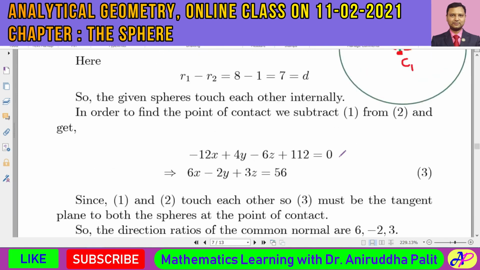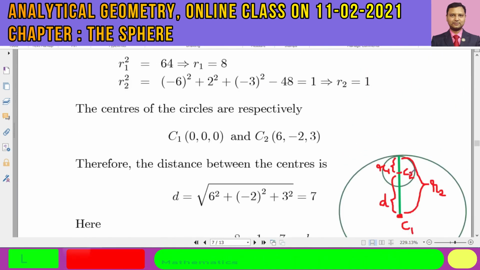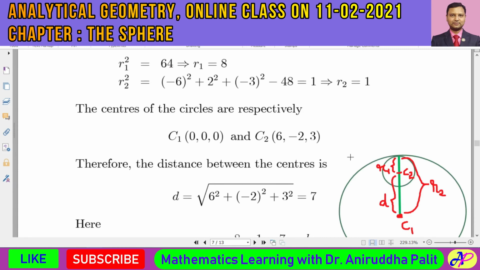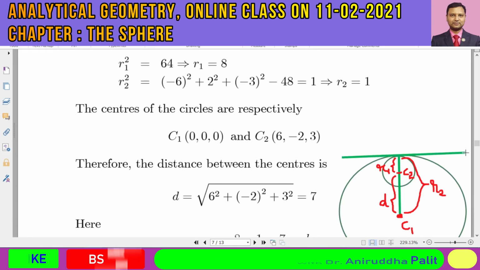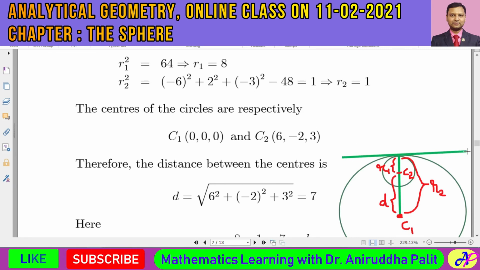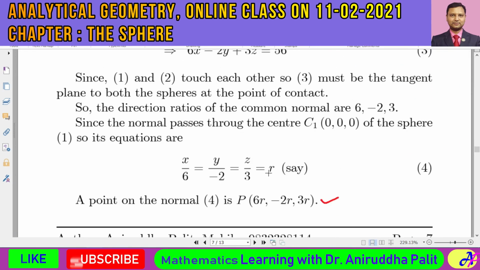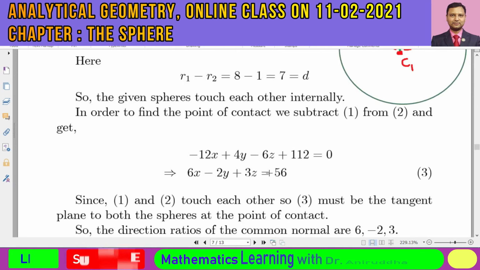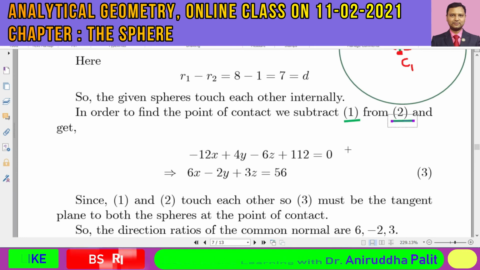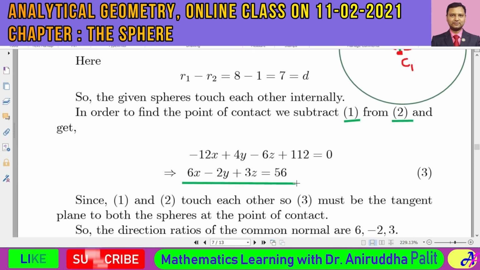any plane of contact. We can consider any plane. That plane of contact of these two spheres will look like this, the tangent plane. So whatever approach you consider, you can consider the plane of contact. The plane of contact can be found by subtracting the first equation, number 1, from equation number 2. Then this would be the equation of the plane of contact.